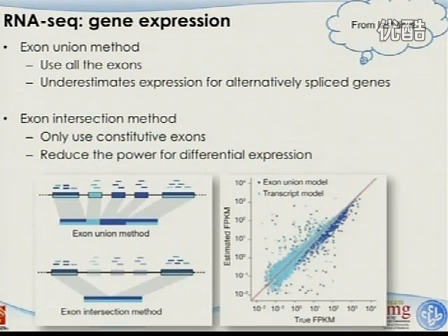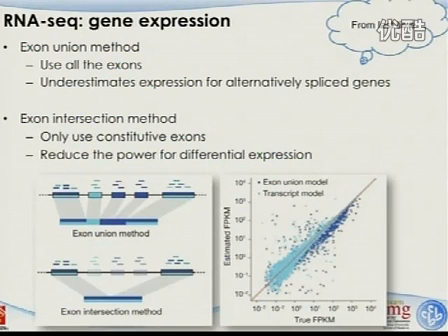And the good thing about this is, of course, you use more information. All the reads that fall into this gene region, you're using them. The problem is that it underestimates the expression of alternatively spliced genes. So this is one typical figure. You can see that this is the true RPKM, and this is the estimated RPKM, where the dark blue is using the exon union approach. You can see that it's consistently under-evaluating the expression levels.